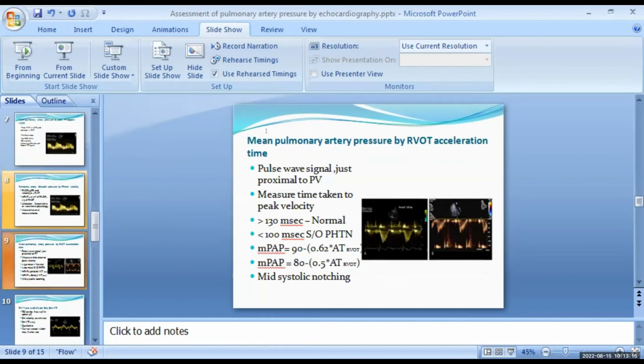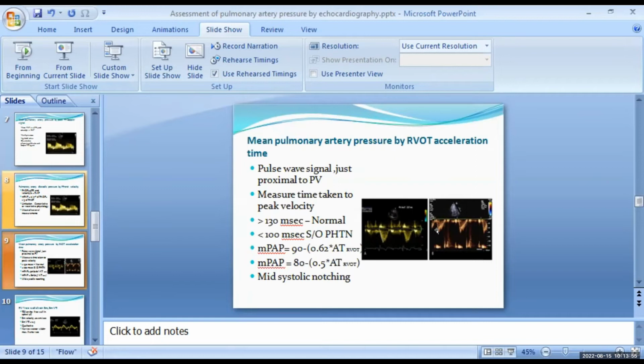Mean pulmonary artery pressure assessment by RVOT acceleration time. Pulse wave signal is to be put on short axis just proximal to the pulmonary valve. That is in great vessel view. Measurement taken to peak velocity. We have to trace from the peak velocity to the onset of the signal. More than 130 milliseconds considered to be normal. Less than 100 milliseconds is suggestive of pulmonary hypertension.